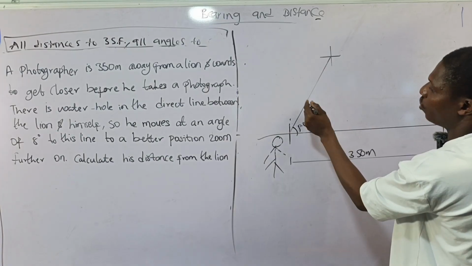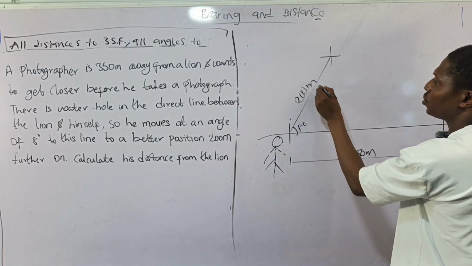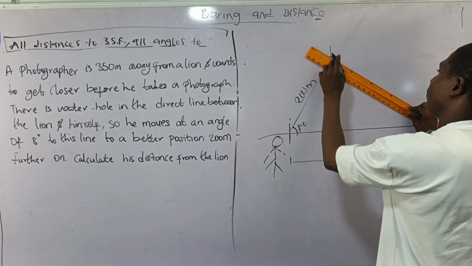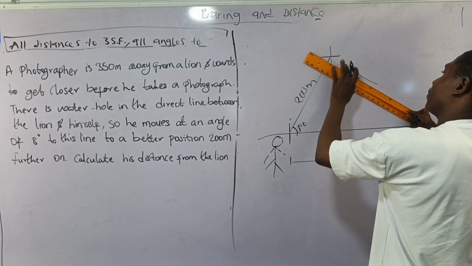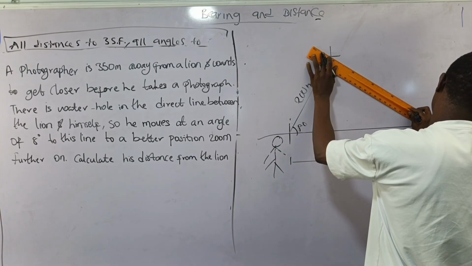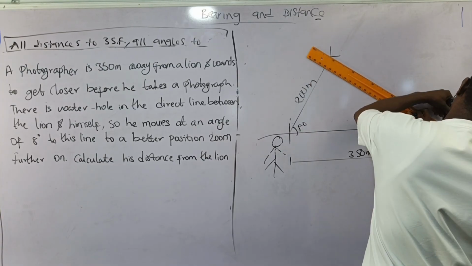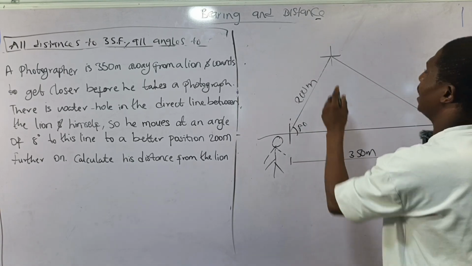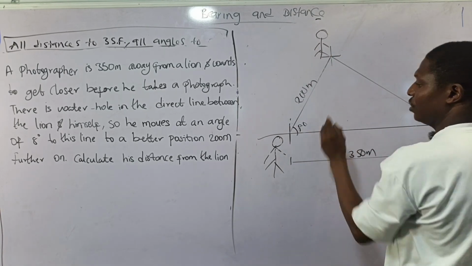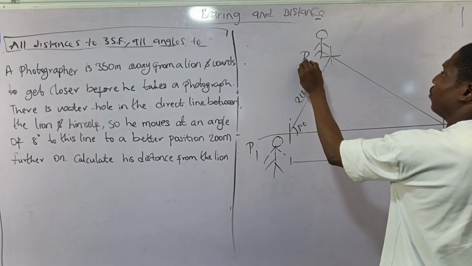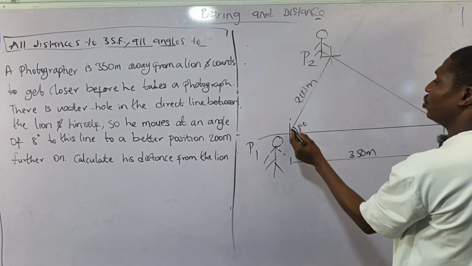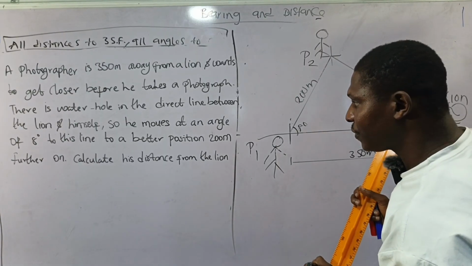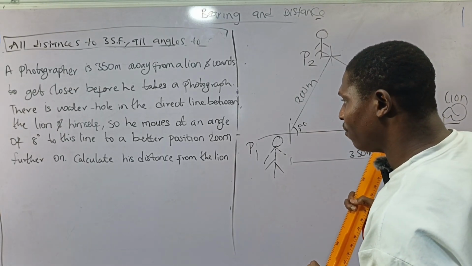So 200 meters further on, this should be my what? 200 meters. And now this becomes the distance between this and this. Now this is a new position, so this can be P1, this can be P2. This is the distance it covered using this angle of 8 degrees.